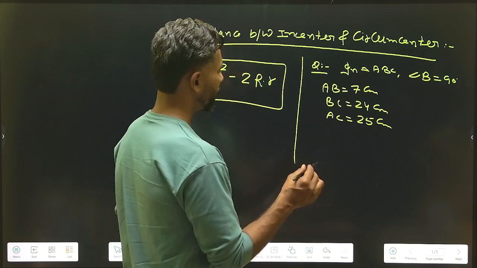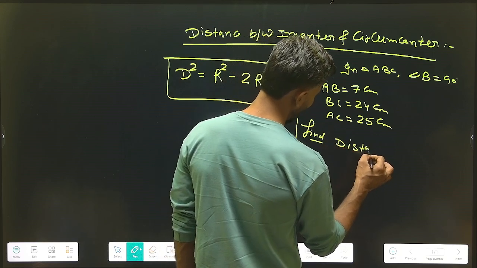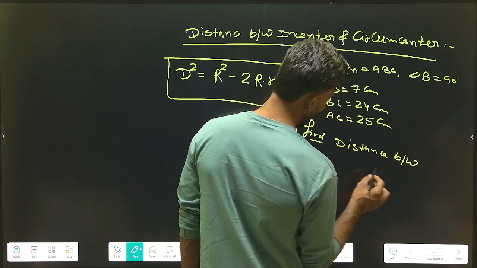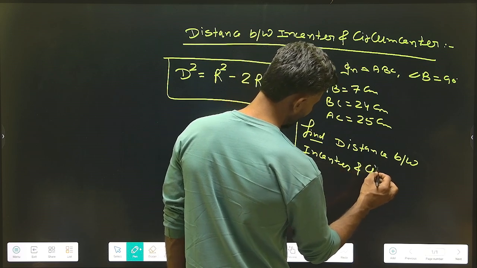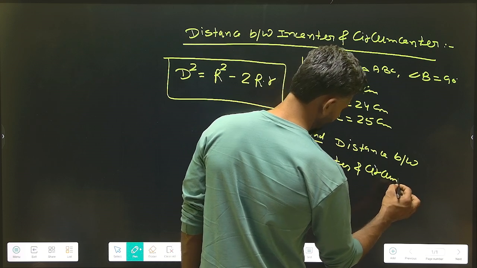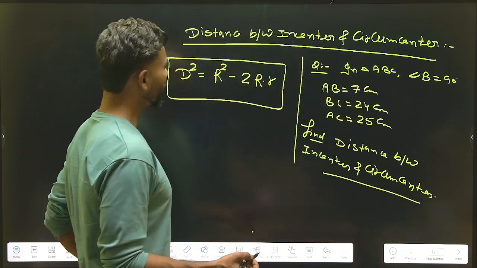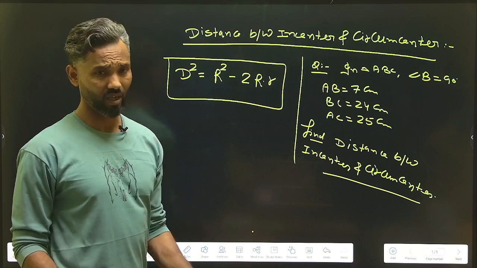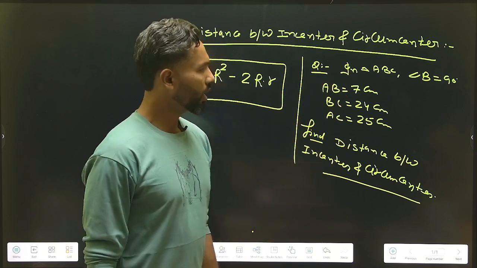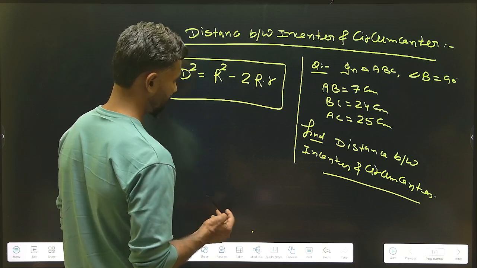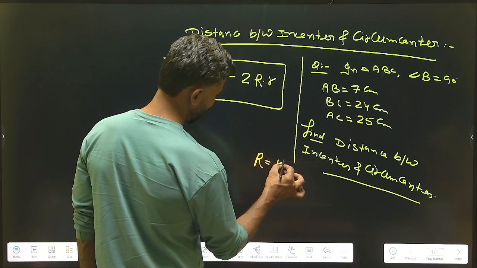Then we have to find the distance between the incenter and circumcenter. So we have to calculate the circumradius and inradius of the triangle. As here in the question it is directly mentioned that the triangle is a right angle triangle, and you know very well, in a right angle triangle the circumradius is always equal to h upon 2.